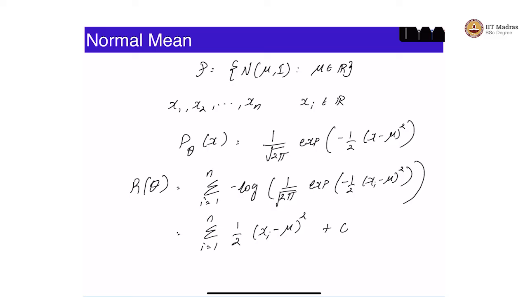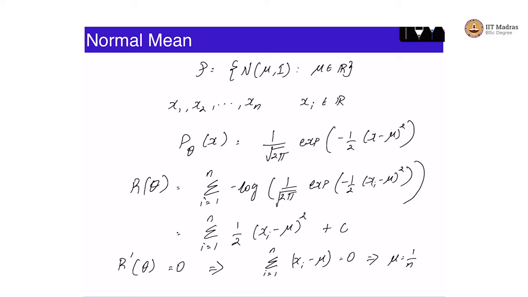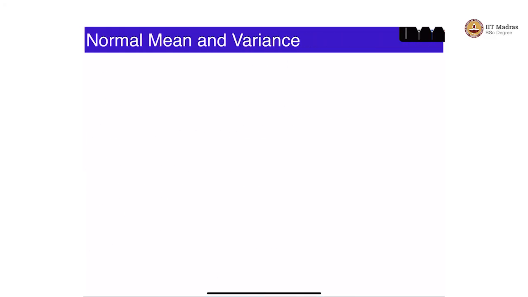Right? So if you set your R dash of theta to be equal to 0, then you would get sum over i equal to 1 to n of xi minus mu equal to 0, which implies mu is equal to 1 by n sigma xi. This is also a very natural looking parameter. That is, your ML estimate of the parameter mu is simply equal to the sample mean, say 1 by n sigma x. Right, so that's your ML estimate for the normal distribution.